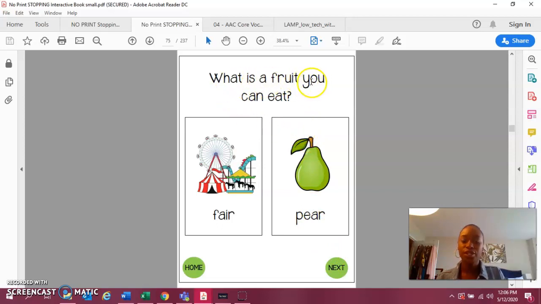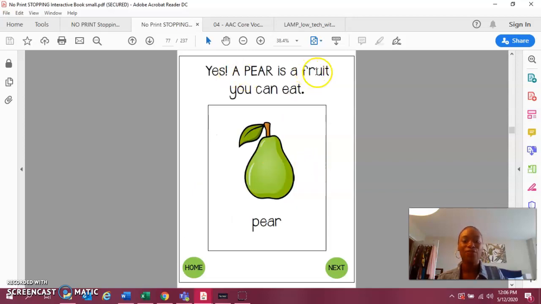What is a fruit you can eat? Is it the long air word, fair, or the short air word, pear? What is a fruit you can eat? A pear is a fruit you can eat. Yum.